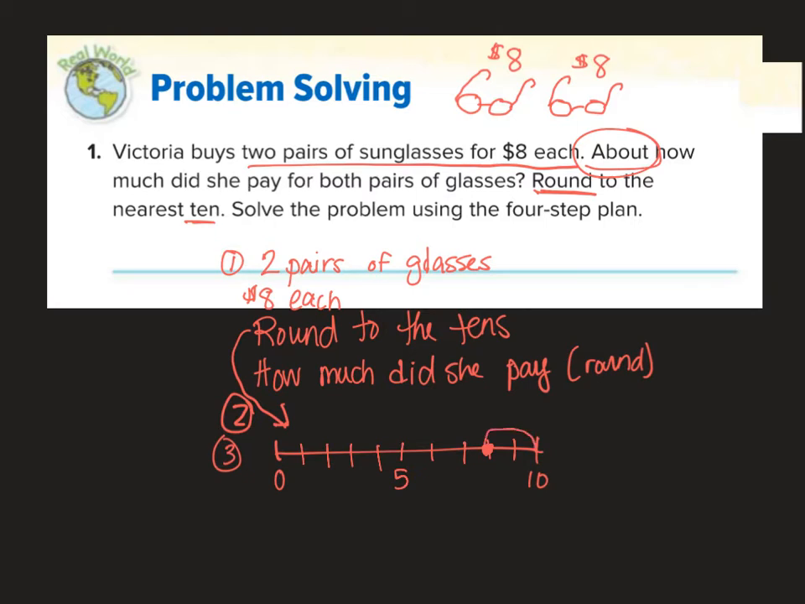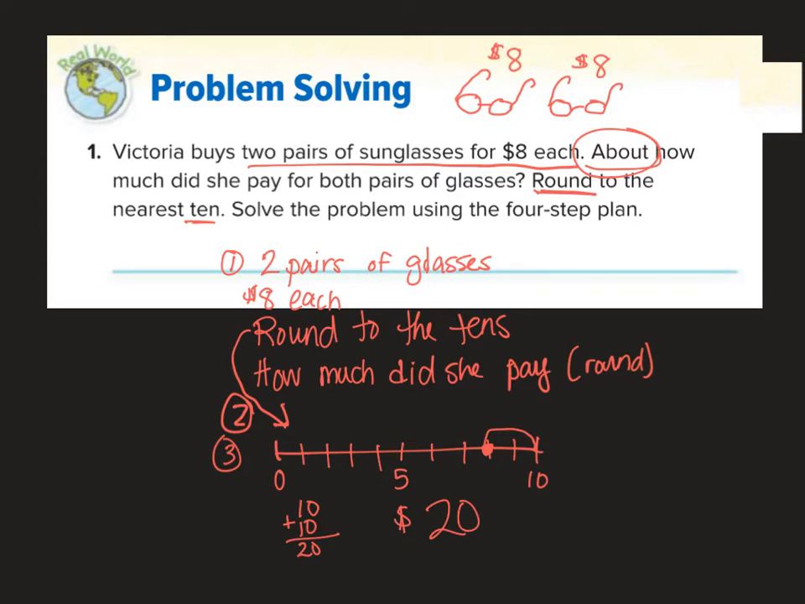So now I need to solve. So each pair of glasses is about $10. So if they're each about $10, I just need to do 10 plus 10 to get 20. So the glasses cost about $20 for both pairs, right?